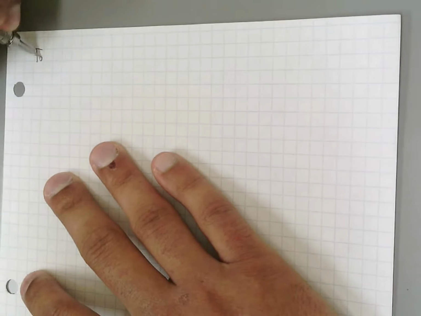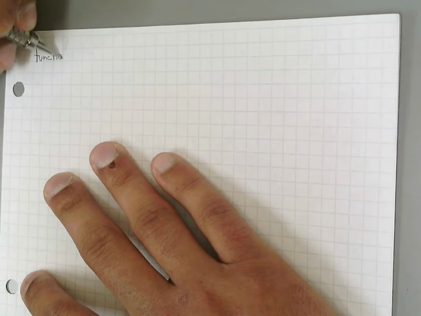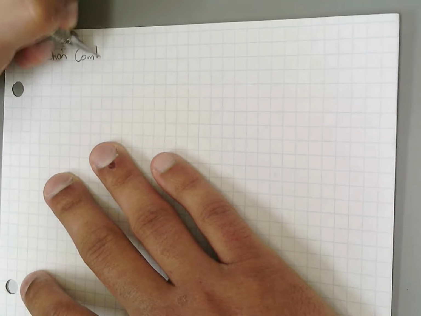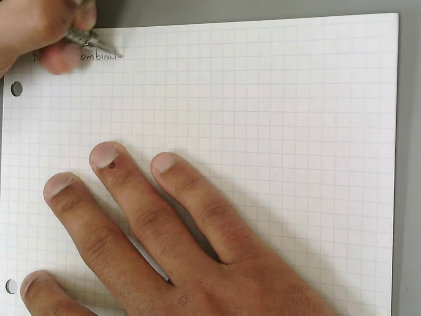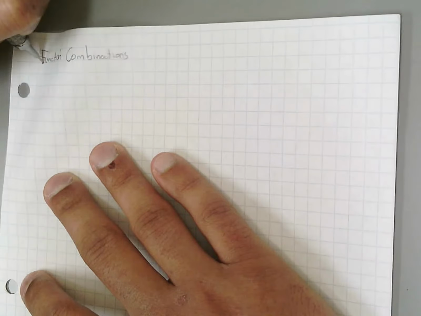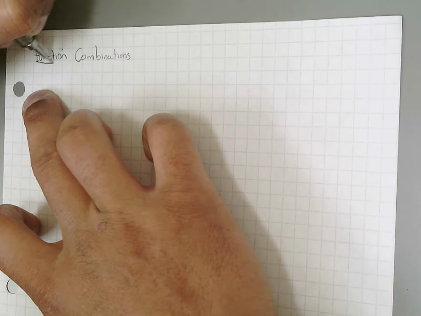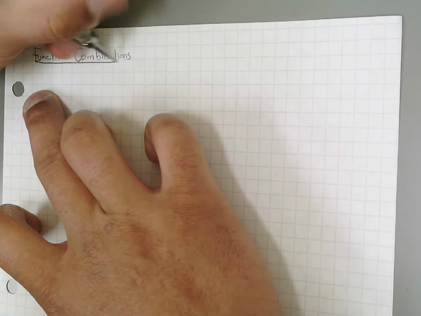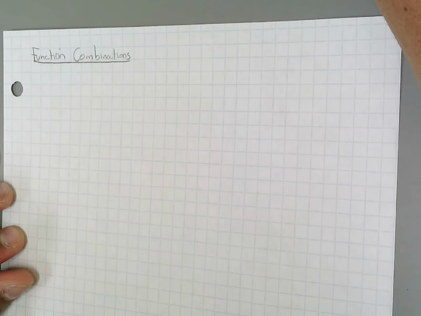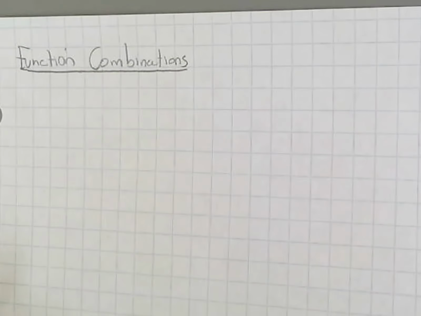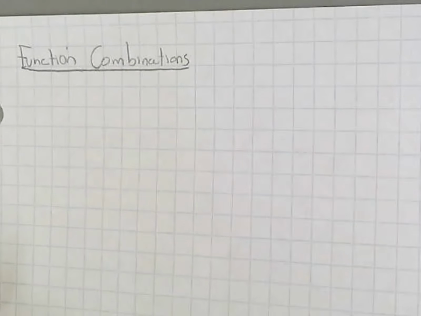So I'm going to title the left-hand side of my paper, Function Combinations. Now function combinations are exactly how they sound. We're going to combine functions. And we can combine functions by adding, subtracting, multiplying, and dividing functions. So let's see what that looks like.